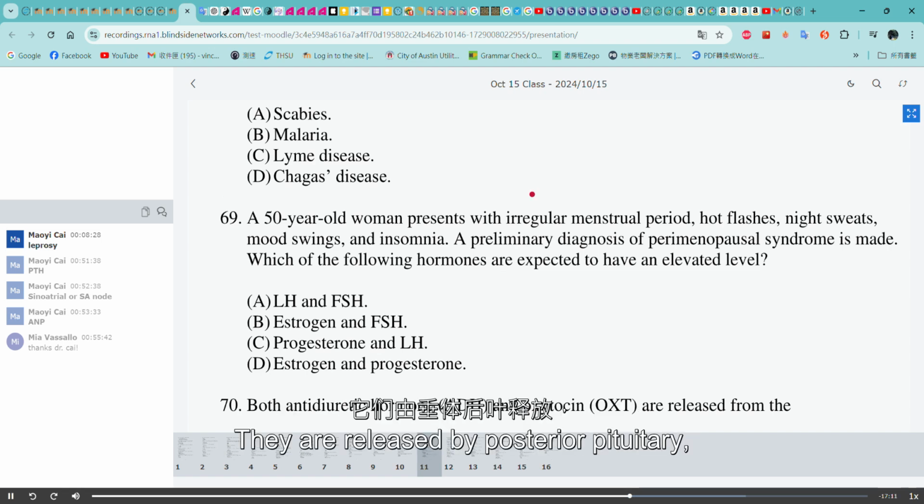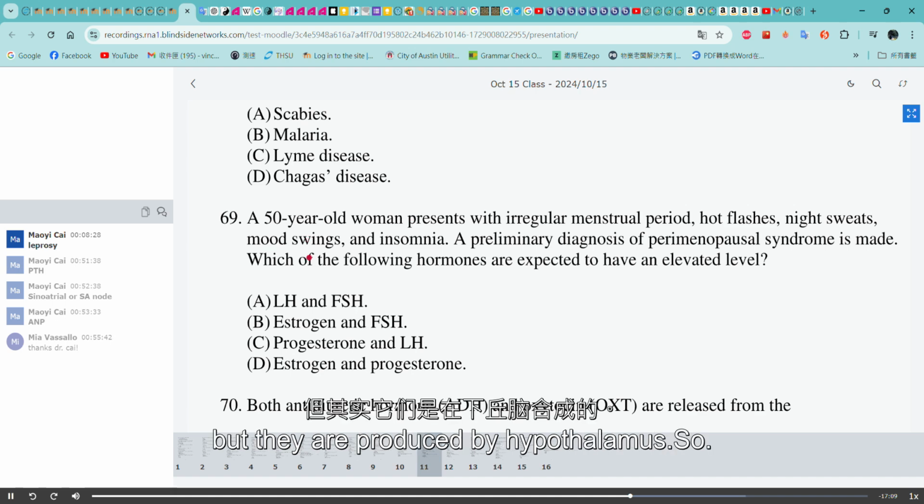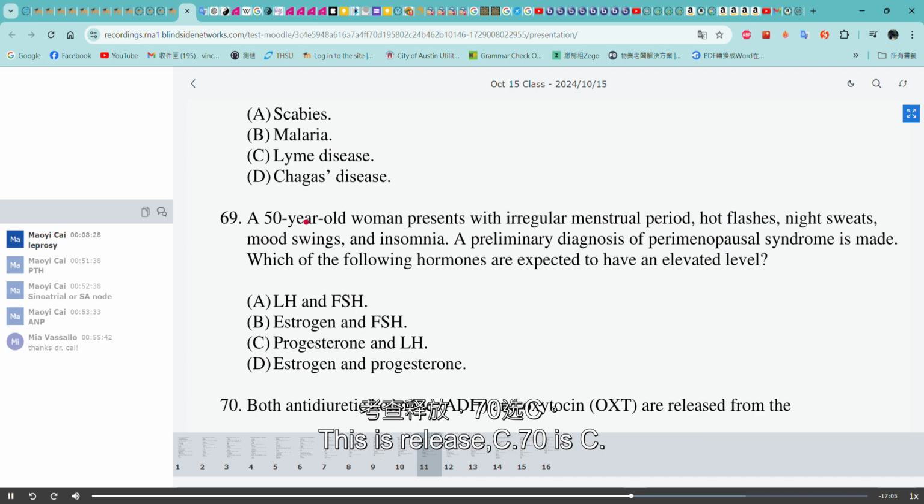70. ADH, oxytocin, we just talked about that. They are released by posterior pituitary, but they are produced by hypothalamus. So this is release, C.